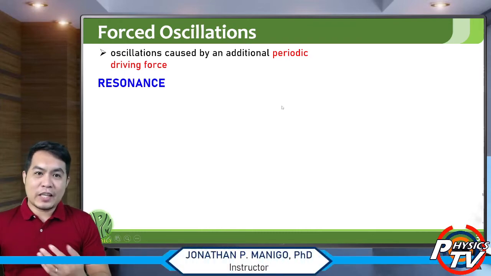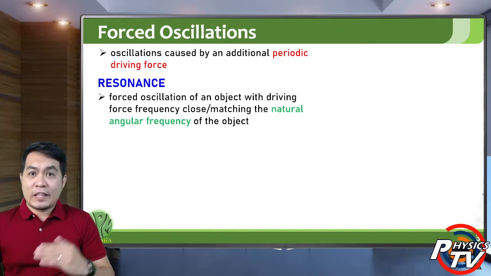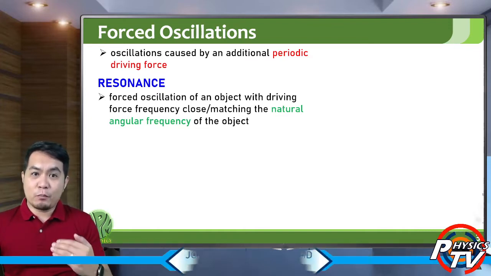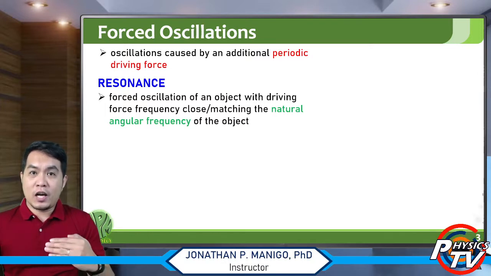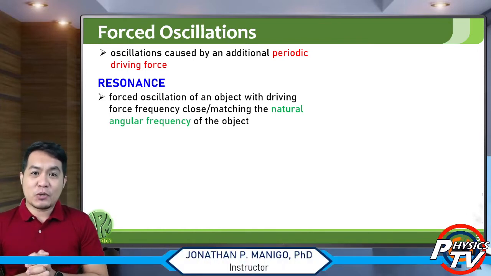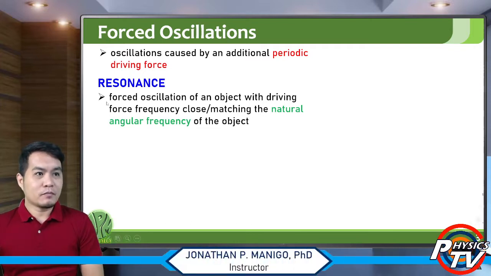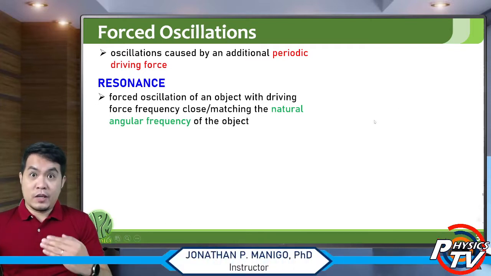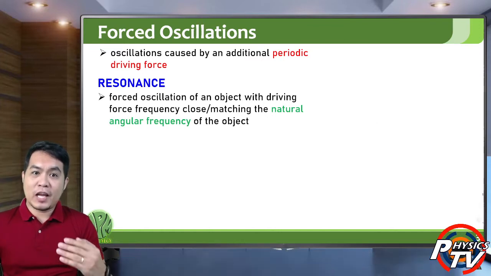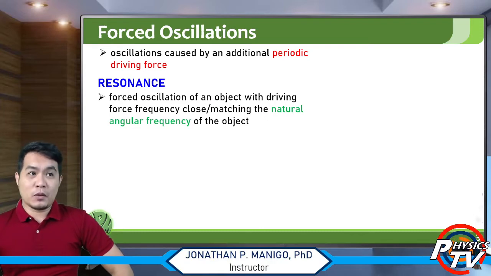Forced oscillation can actually create resonance. These are forced oscillations of an object wherein the periodic driving force frequency matches the natural angular frequency of the object. Objects can actually have a natural angular frequency. This is the frequency at which the object starts to oscillate. So, of course, if the driving force frequency matches the natural angular frequency, then you force the object to oscillate, and that is what we call resonance.